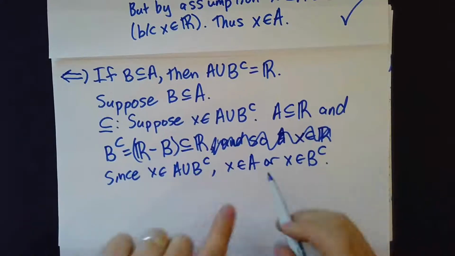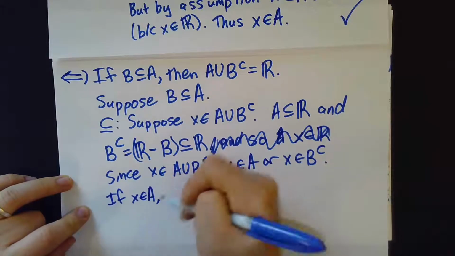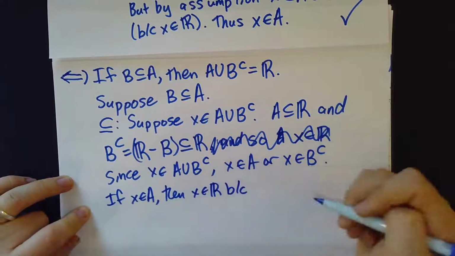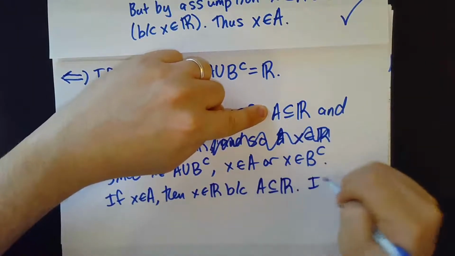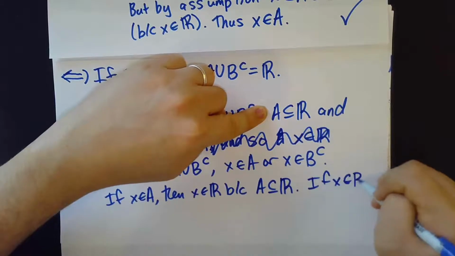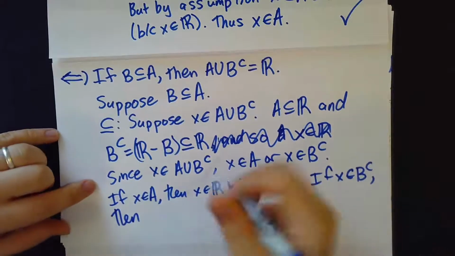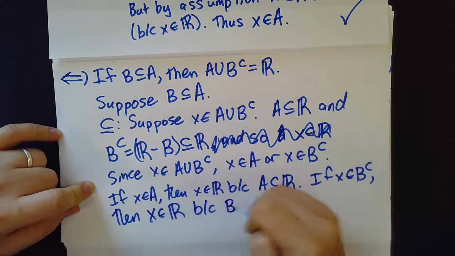Okay. But then by the above, if X is in A, then X is in R, because A is a subset of R. If X is in B complement, then X is in R, because B complement is a subset of R.